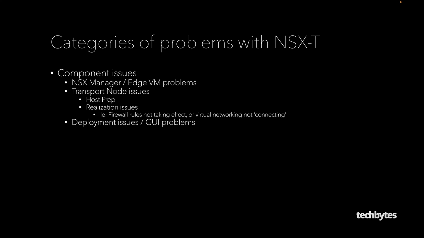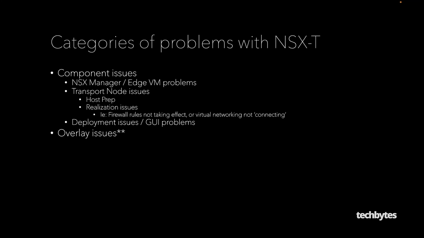Now, I would say another category would be just generic deployment issues, GUI problems, that sort of thing. So under this category, I would say this would be things like, oh, I can't log into the manager, or there's a weird bug, or this menu isn't working right, or I set it up, everything seems fine in the GUI, but we're running into this weird issue. Maybe it's related to how we set up NSX, for example.